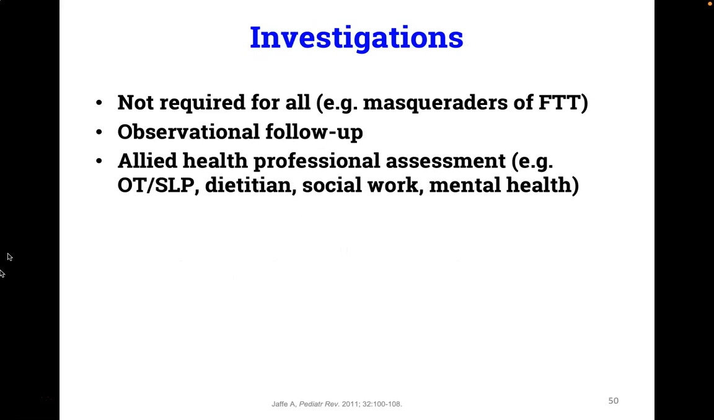So moving on to investigations, remember, first, it is not required for all scenarios. For example, familial short stature does not require further investigations. It, in fact, requires reassurance and education. Observational follow-up may be all that is required, and allied health professional assessment can be very valuable in both the initial assessment and follow-up. And when I say observational follow-up, it would mean following the growth pattern and providing initial support as necessary if there's a concern for malnutrition, and then providing further assessments as needed, for example, OT and SLP if the oral motor function is of note or concern.